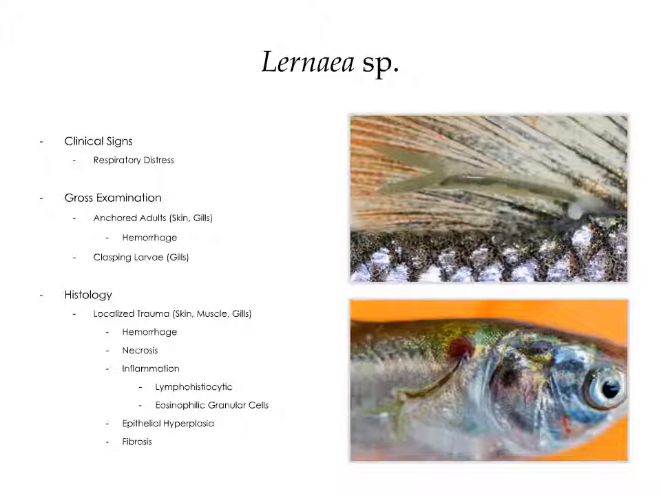Histologically, there's localized trauma at the site of attachment. Trauma is characterized by hemorrhage, necrosis, and inflammation. The inflammatory infiltrate is lymphohistiocytic with an abundance of eosinophilic granular cells. In chronic infections, the epithelium at the site of attachment may be hyperplastic. There can also be significant fibrosis around the holdfast.